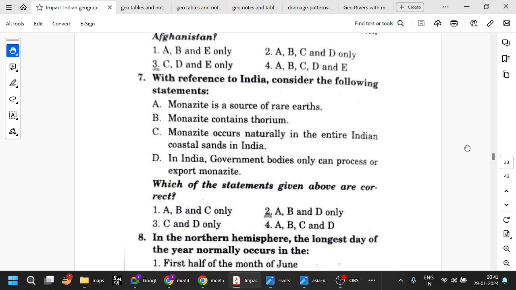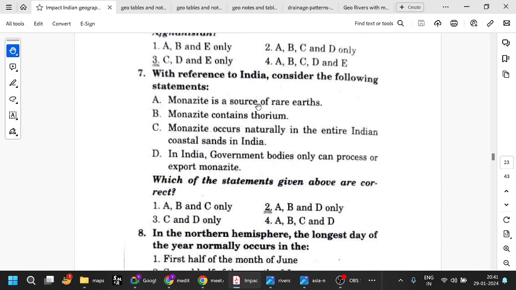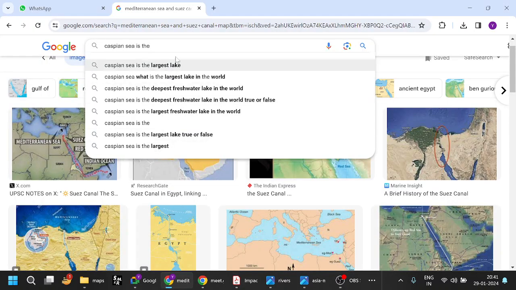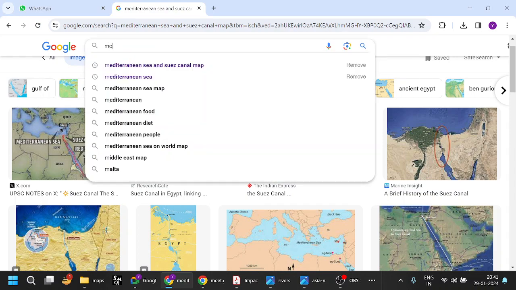So with reference to India, consider the following statements. Monazite is a source of rare earth, which is correct. Monazite contains thorium, which is also correct. Monazite sands of India are quite famous for their thorium content. Monazite occurs naturally in the entire Indian coastal sands, which is not correct, it is not entire India. I think Andhra also has monazite sands.